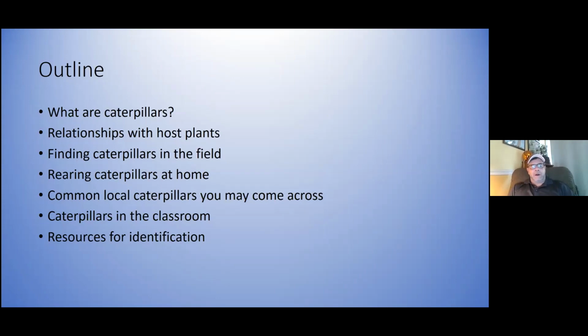For a lot of the talk, I'm going to go over a select few of the common local caterpillars that you may come across. These are all species that are pretty common around here and that you may have seen before, or maybe they're new to you, and I'll talk about their biology. Then I'll end with a little plug for my and Diane's interest in using caterpillars in the classroom as a STEM learning tool, which we've been doing for many, many years in a nice partnership with A&S. And finally I'll share some resources for identification for those of you who want further information, and there's lots.